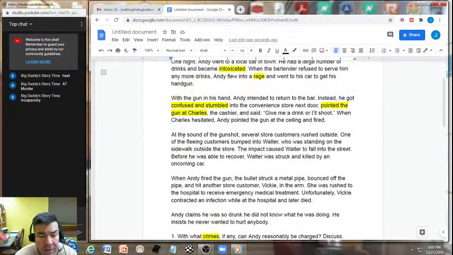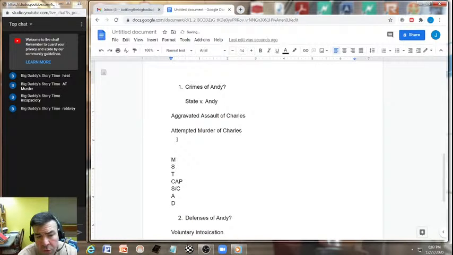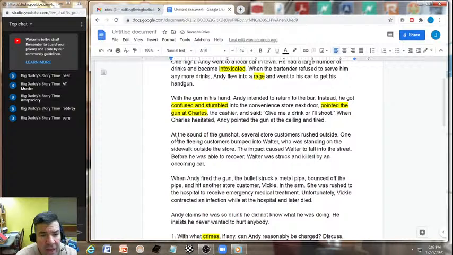Now, at the sound of the gunshot, several store customers rushed outside. Now, I don't want to rush too fast. Robbery is exactly where I was going. I also don't want to forget something too. Remember here, exactly, the burglary.